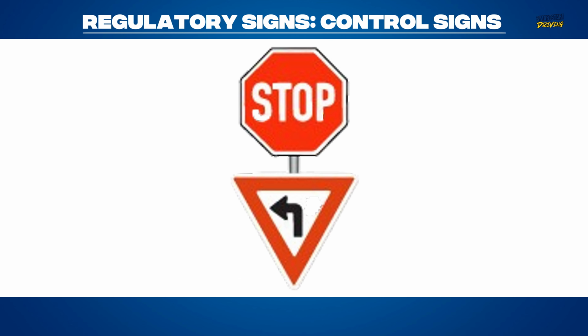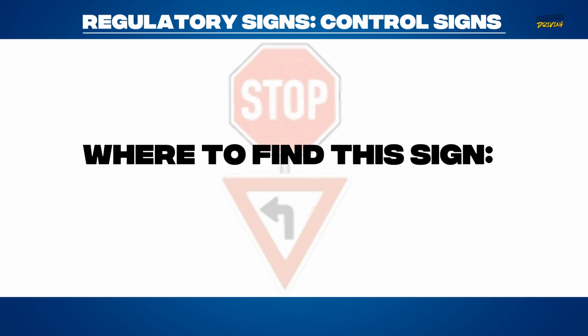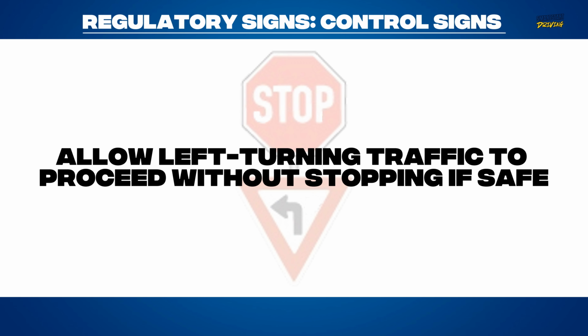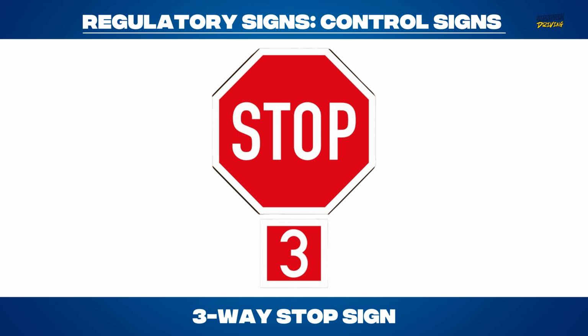This is a stop and yield sign. Where to find this sign? Intersections. The purpose of this sign is to allow left-turning traffic to proceed without stopping if safe, and it doesn't interfere with cross traffic.